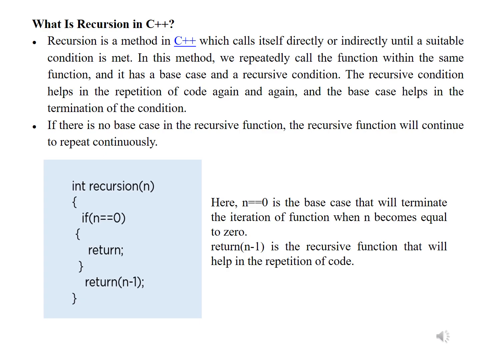If there is no base case in the recursive function, the recursive function will continue to repeat continuously. Example for this: int recursion(int n) { if n equal to 0 return; else return n minus 1. } Here n equal to 0 is the base case that will terminate the iteration of the function when n becomes equal to 0. Return n minus 1 is the recursive call that will help in repetition of the code.